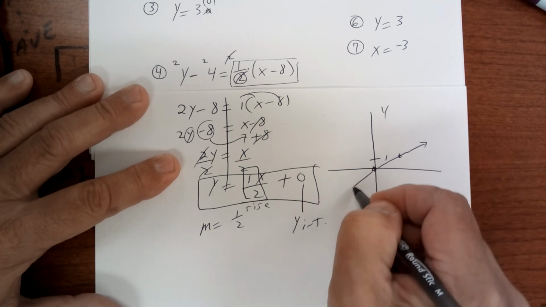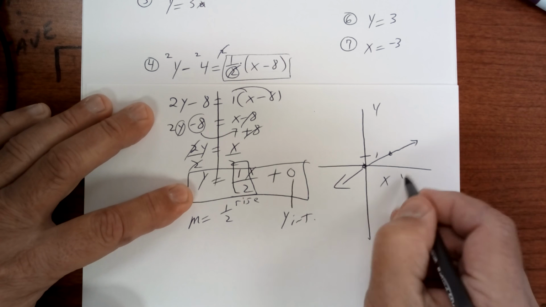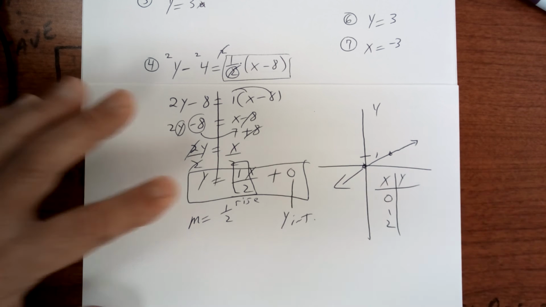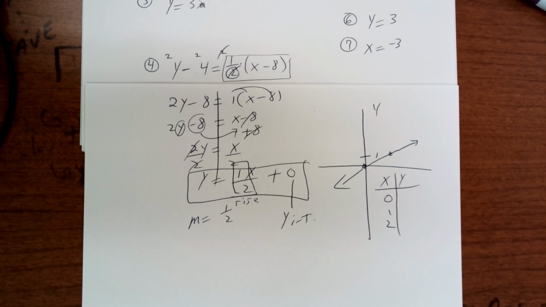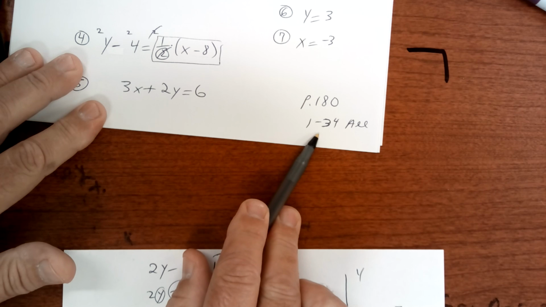If you're not sure what I did, at this point you can make a chart and use 0, 1, and 2, just like I did before. So your assignment is right here. If you get stuck, ask. Have a good morning.